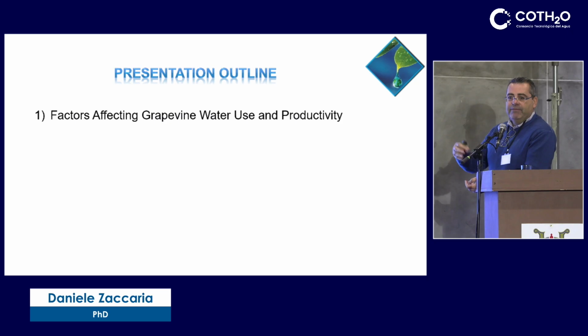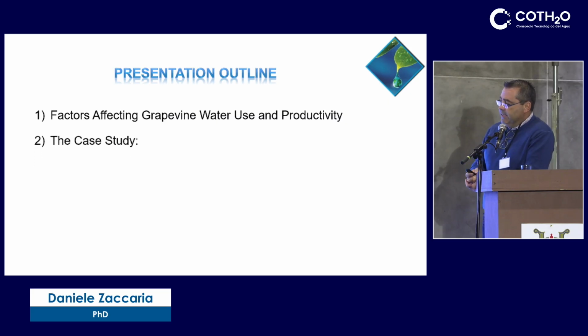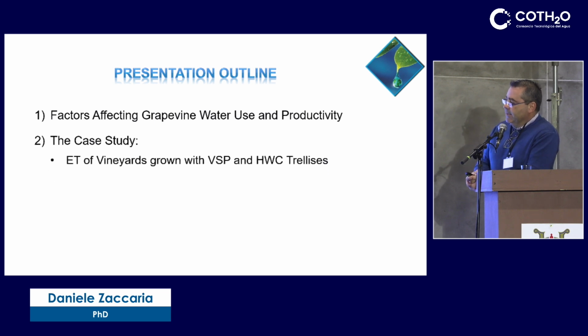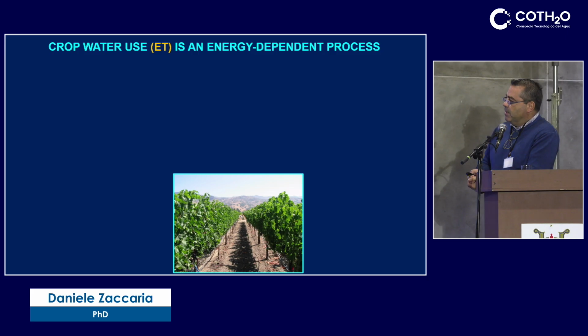First of all, I'll give you a short list of factors that are regulating the water use and productivity in many different species, like woody crops, like grapes. And then I'm going to talk about the case study, which is ET in vineyards grown with VSP and high wire cordon trellises. And finally, we'll give some concluding remarks.